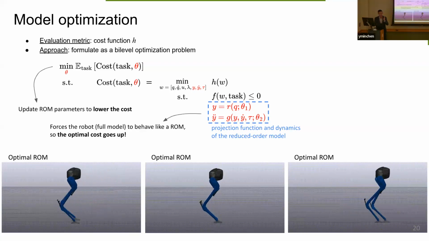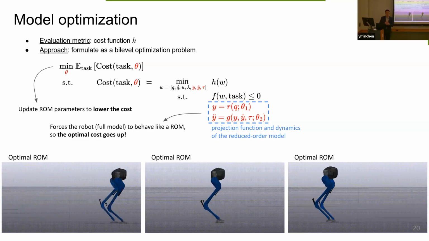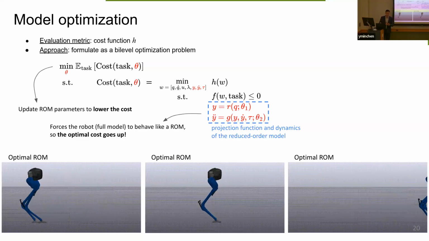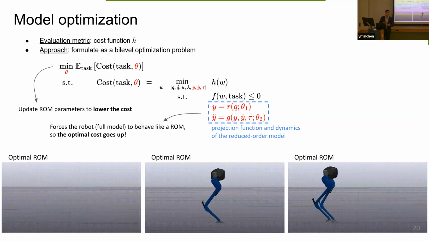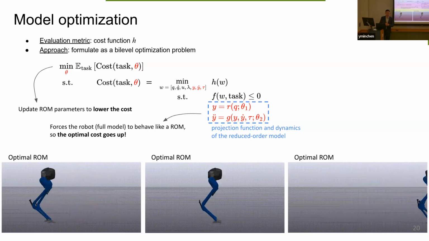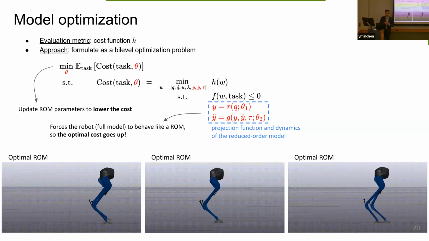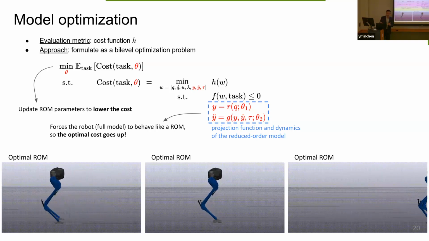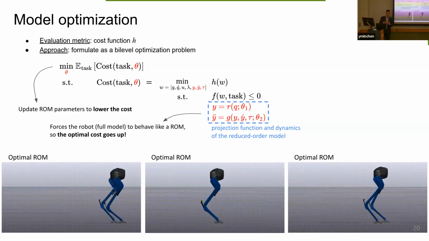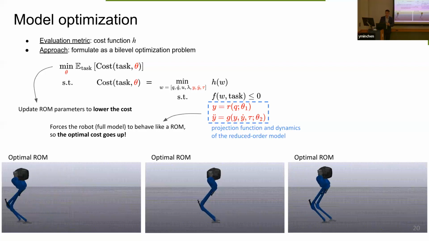And yeah, so just to quickly highlight, this is the core idea of the method. The constraint of the reducer model forces the robot to behave like a reducer model, right? And whenever we add constraints to the optimization problem, the optimal cost goes up. And it's the outer loop optimization's job to update the parameters to lower this cost.